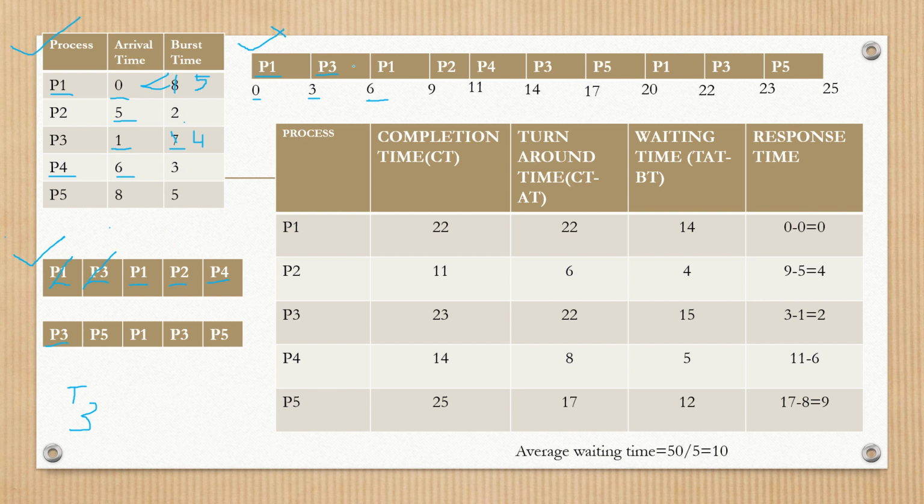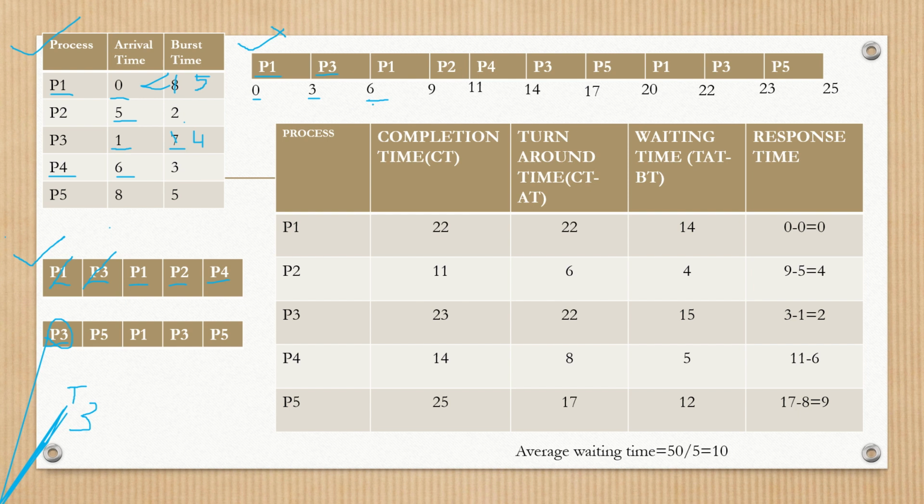So now P3 and P4 have the same time, 6. Which one will we insert into the ready queue? The newly arrived process. P3 has already executed, so it is not new. P4 is new. So P4 will be inserted first, then P3 will be inserted. See, P3 we have inserted here. This is actually one ready queue.